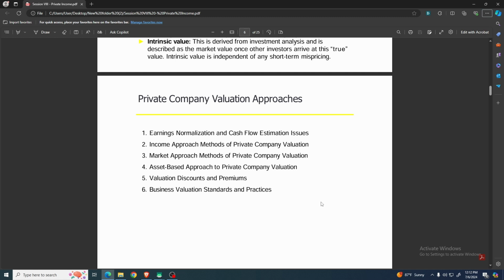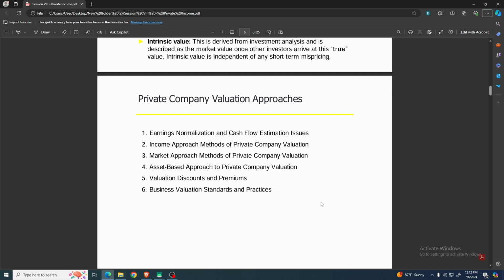So the key aspects of valuation discounts and premiums are, first, the discount for lack of marketability, which is used in the acronym DLOM. Here you need to adjust the value to account for the difficulty in selling shares of a private company. Then you have the control premium. Here you are going to apply a premium if the valuation involves a controlling interest in the company.